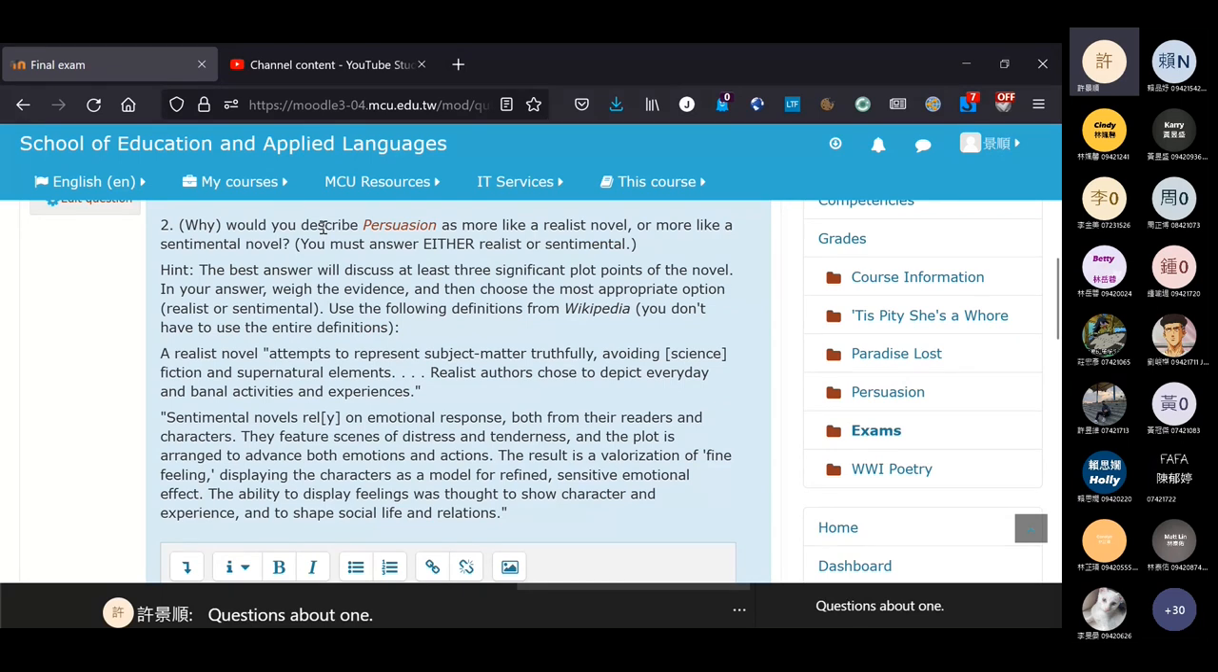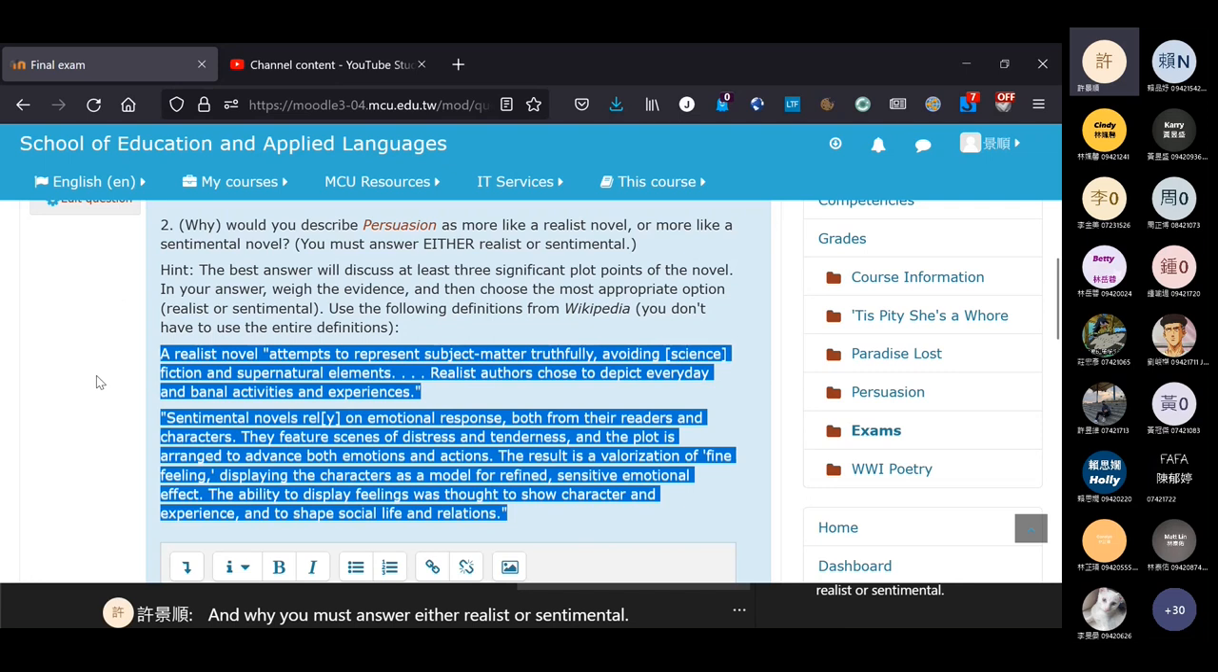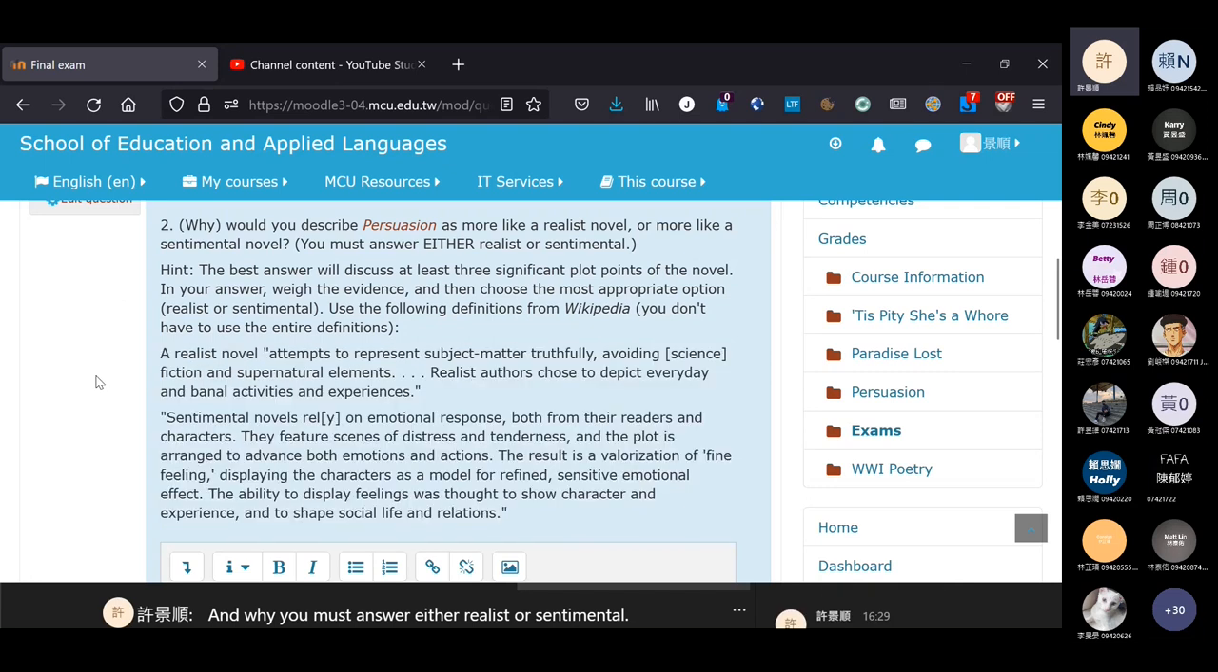Would you describe Persuasion as more like a realist novel or more like a sentimental novel? And why? You must answer either realist or sentimental. The definitions are here. Use these definitions. Realist in Chinese is 写实主义. Sentimental novel in Chinese is 情感主义小说. Do you think this novel is more realist or more sentimental? You can answer only one.